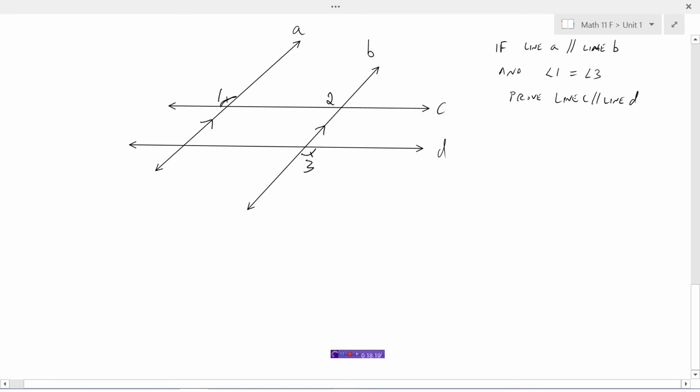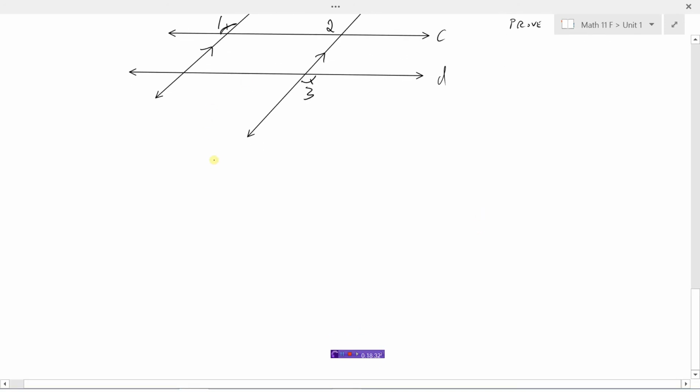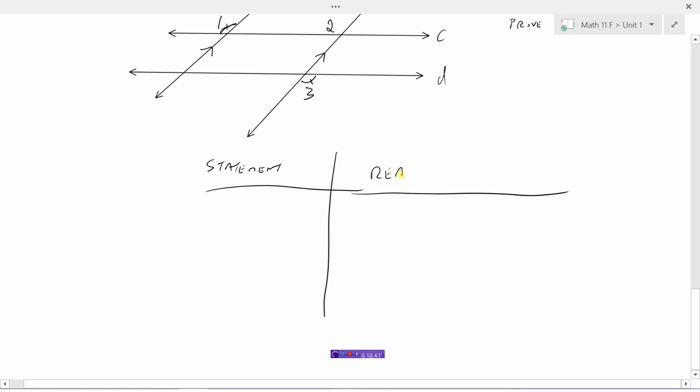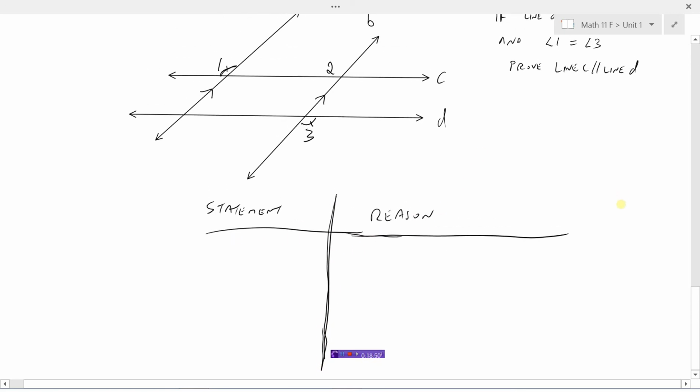So when we set these things up, sometimes we'll do what's called a 2-column proof. We'll make a statement. Well, let's give us a little more room here. We'll make a statement. And then over here we'll have a reason. So when we're doing a proof, we've got to say some logical statements, and provide a reason for that. So let's see.